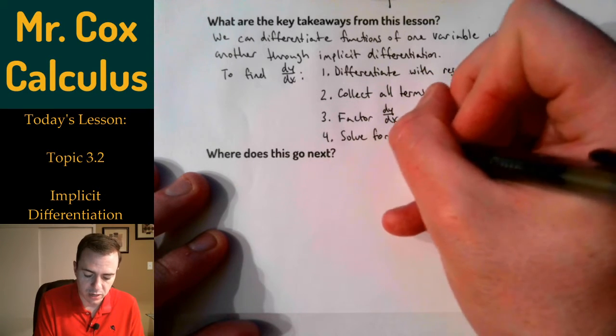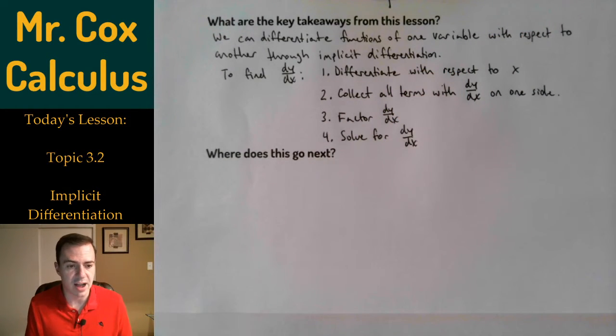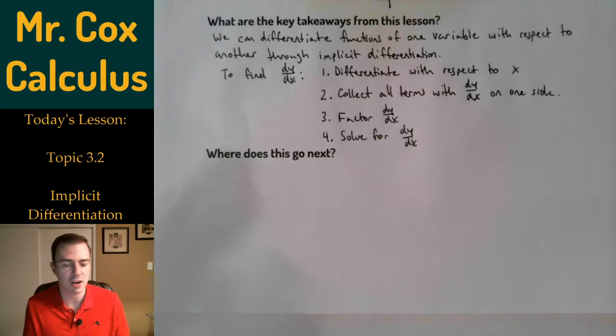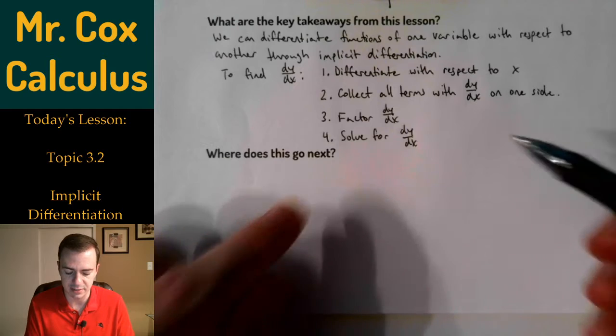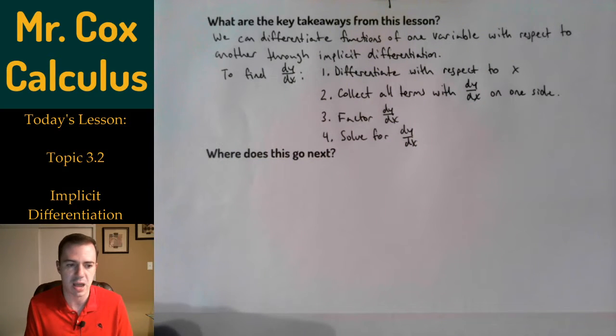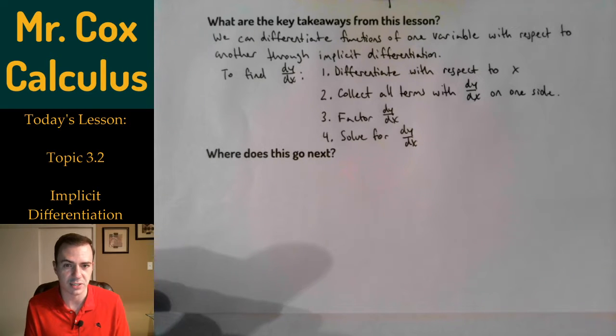And normally that's going to involve a step where we divide whatever dy/dx got factored out of. We might multiply by the reciprocal like we saw in one example earlier in this lesson, but these 4 steps really are the roadmap in order to find dy/dx when we look at this process called implicit differentiation.